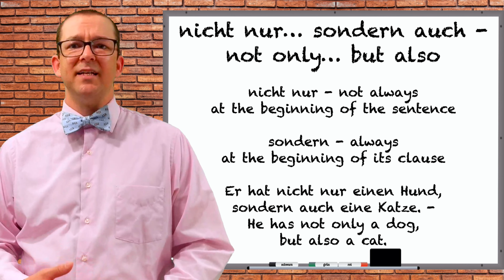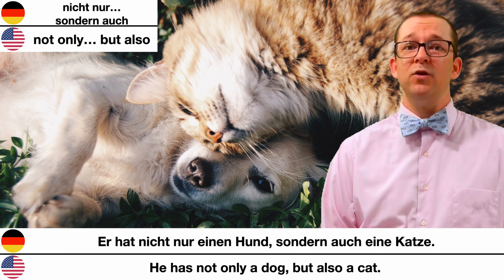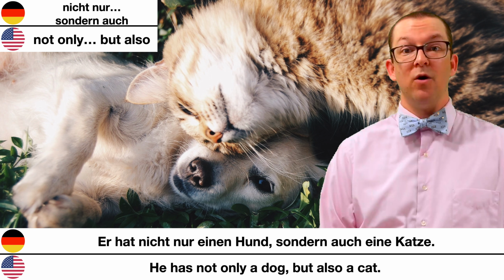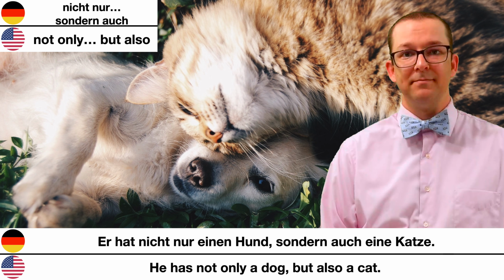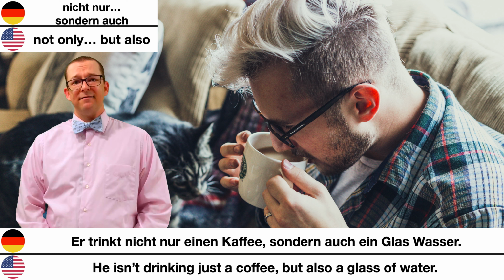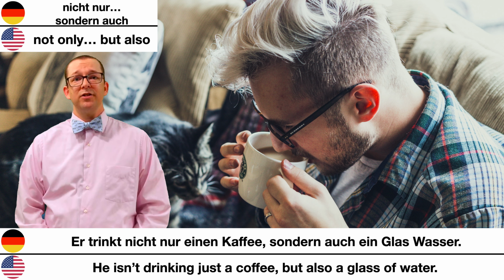Let's start by combining just a few words and work our way up to full clauses. Hat nicht nur einen Hund, sondern auch eine Katze. He has not only a dog, but also a cat. Trinkt nicht nur einen Kaffee, sondern auch ein Glas Wasser. He isn't drinking just a coffee, but also a glass of water.